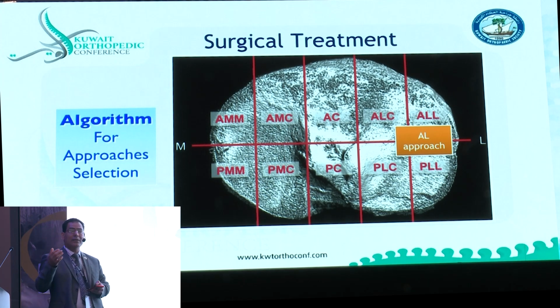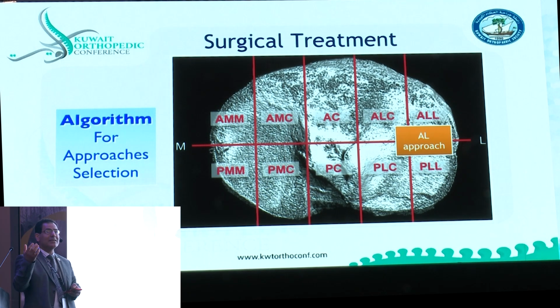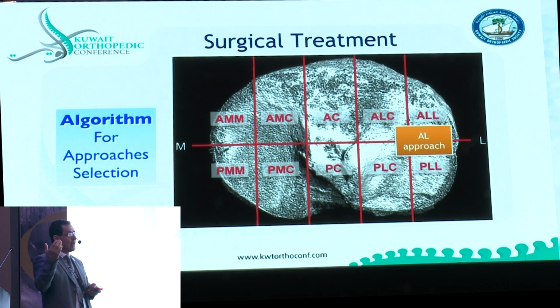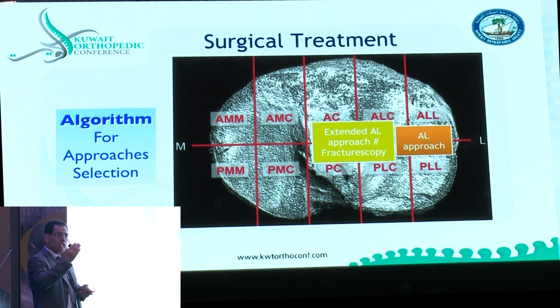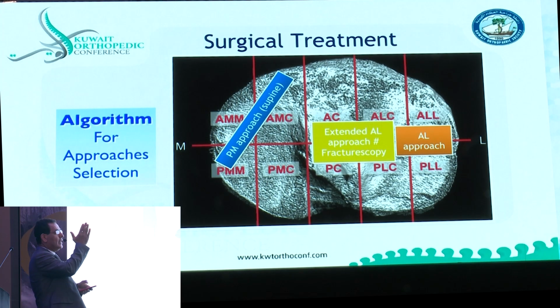My algorithm to select your approach depends on the CT classification. This is segment classification. If the fragment affects anterolateral, lateral, posterolateral, lateral, you can use the anterolateral classic approach. But if this fragment goes more central, anterolateral, lateral, central, and the anterior central, you can use an extended or modified anterolateral approach, or you can do what's called fracturoscopy, using scope-assisted reduction. But if the fracture extends to anteromedial and a little bit posteromedial, you can select the posteromedial approach in supine position.